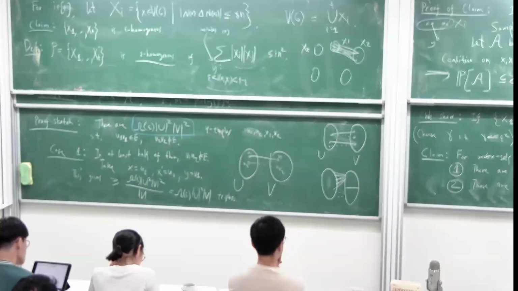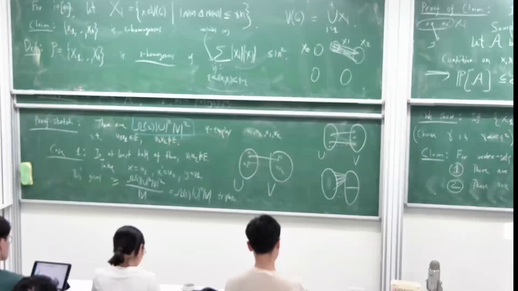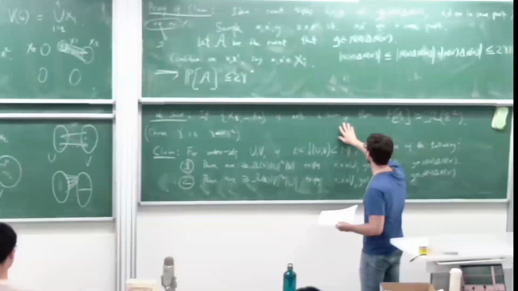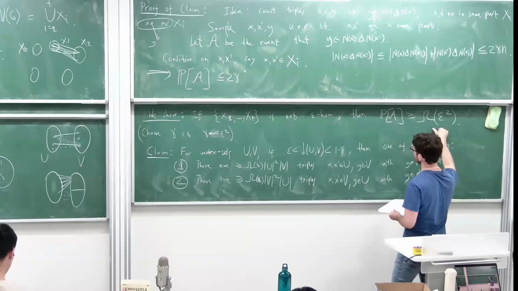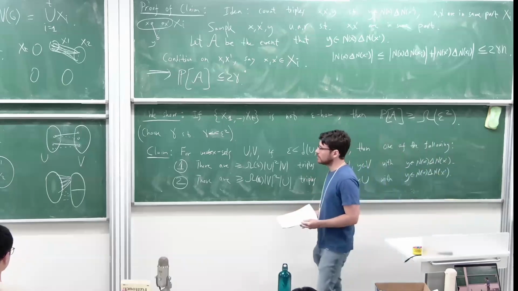Okay, so we proved this claim, and now let's use it. Remember that our general goal is to show that if this partition is not epsilon homogeneous, then we want to lower bound the probability of A. So let's do this.